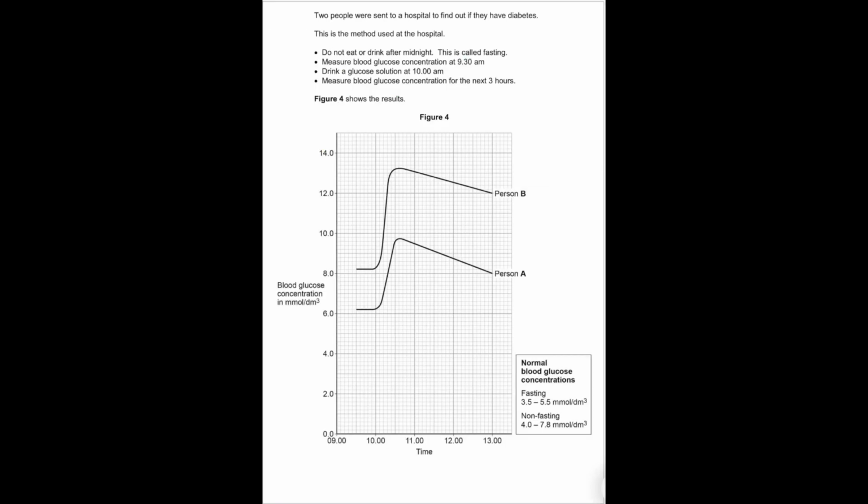Two people were sent to hospital to find out if they have diabetes. This is the method used in the hospital. So you do not drink after midnight, so they're fasting. Then they measure the blood glucose concentration at 9:30, which is here. They drink a glucose solution at 10 o'clock, so that's here. And then they measure the blood glucose concentration for the next 3 hours. So for the next 3 hours, we're going to measure the blood glucose.